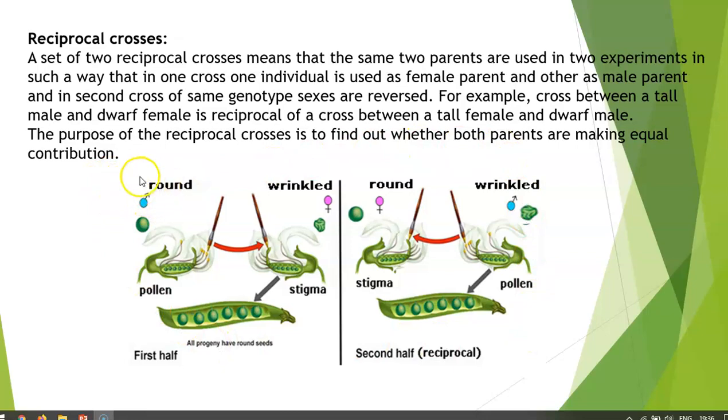You can see in one of the crosses, we are looking at the shape of the seed here. We have the male having round seeds and the female having wrinkled seeds. And in the second cross, we have the female having round seeds and the male having wrinkled seeds. This is an example of a reciprocal cross.